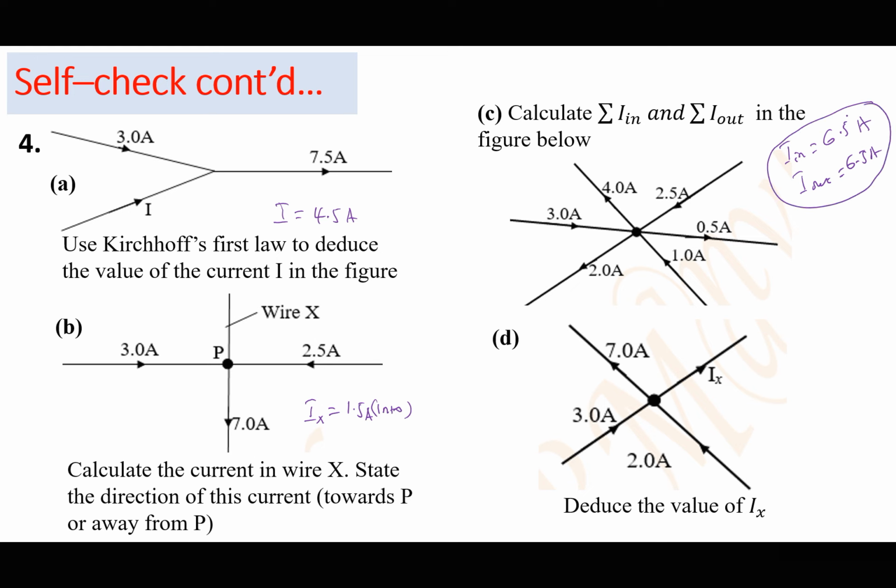You can verify. Deduce value of X. I'll just press my calculator. So Ix is going to be equal to -2 amperes. The negative means the arrow is supposed to point towards the junction. You can also verify that.